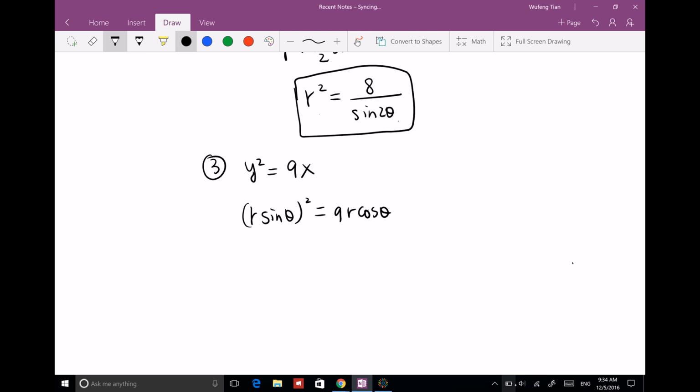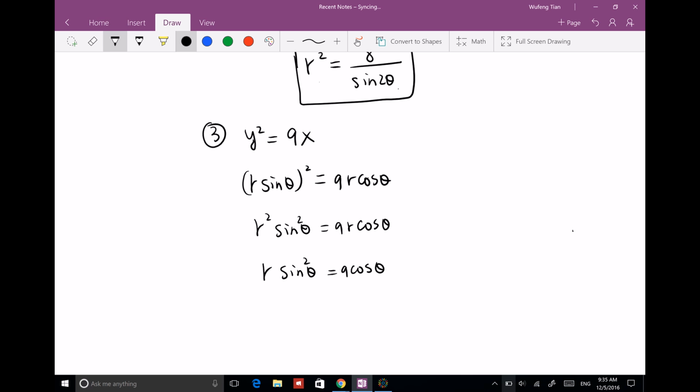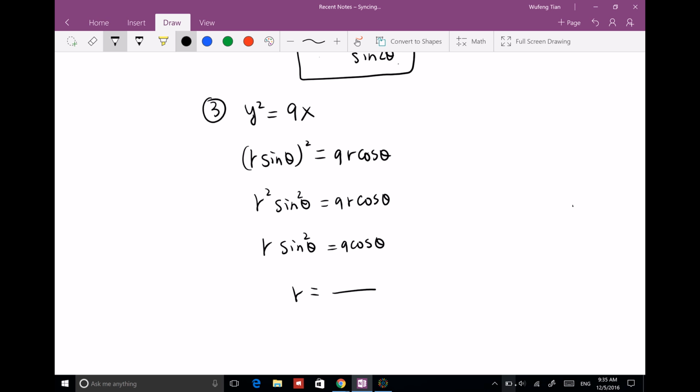So simplify it. r squared sine squared theta equals 9r cosine theta. I have r squared, I have r here. We can divide both sides by r. So it's r sine squared theta equals 9 cosine theta. So my final goal is find r equals what? So r equals 9 cosine theta over sine squared theta. And that's it.